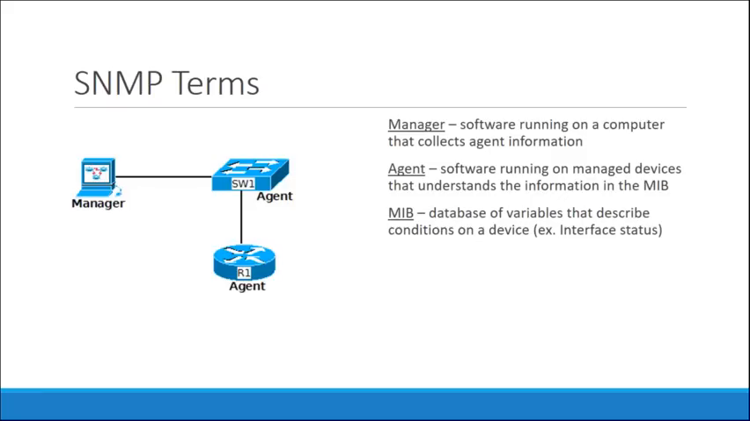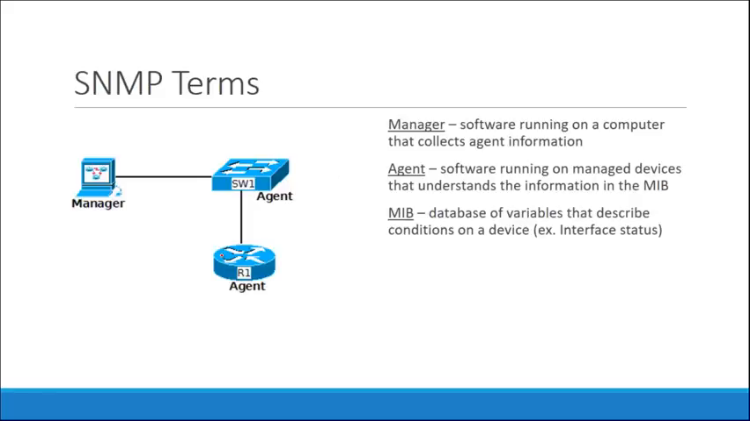So with SNMP, we have what we call a manager. A manager is software running on a computer that collects agent information. Then we have our agent. Our agent is software running on managed devices that understands information in the MIB. The MIB, or the Management Information Base, is a database of variables that describe conditions on a device. So for example, interface status.